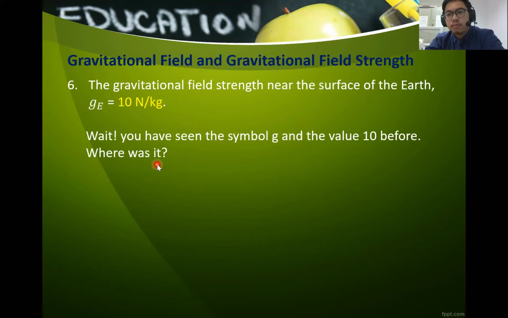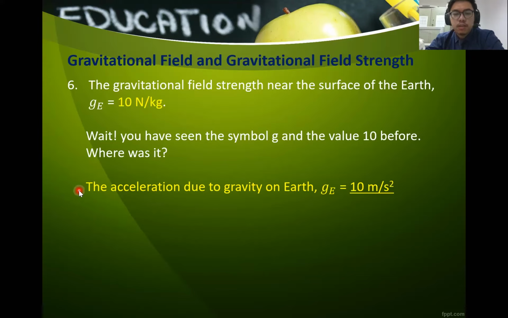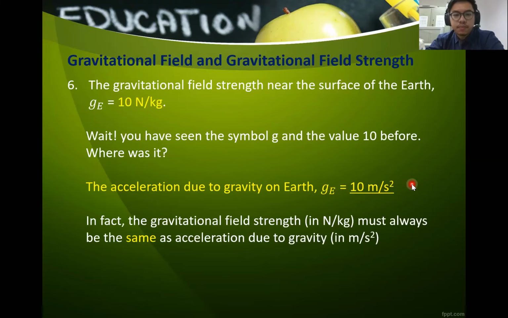By now you have probably noticed you have seen this symbol g and this value of 10 before. You saw this symbol and this value in the previous topic. It is the same value and the same symbol as the acceleration due to gravity on the Earth, which is also 10 meters per second squared. The value is also 10, except that the unit is different, and it has the same symbol g. In fact, the gravitational field strength must always be the same as the acceleration due to gravity. In terms of values, these two things are always the same.